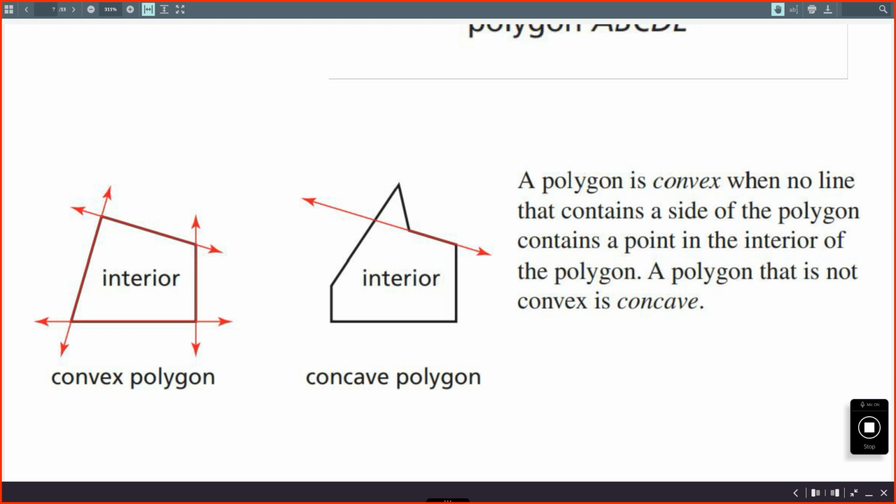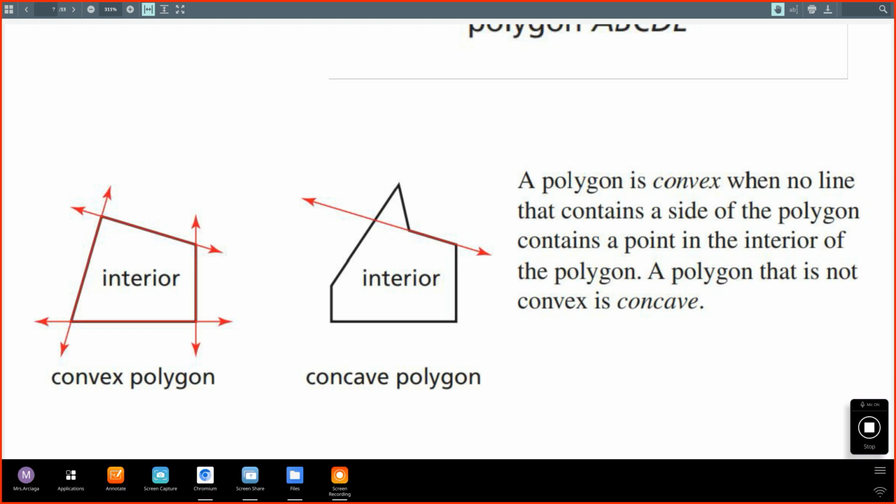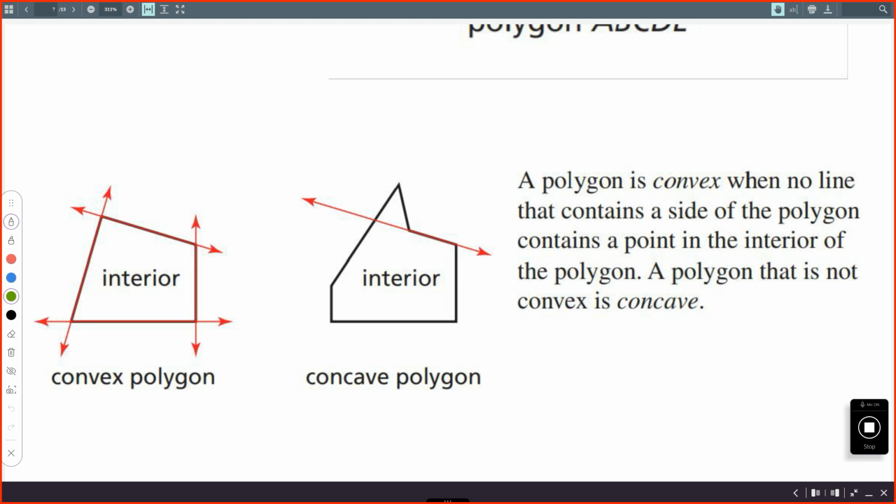Now what happened? Did the red line pass through the interior of the polygon? Yes. Can you find another line that behaves in the same way? Can you find another side such that when you extend it, it will also pierce through the polygon? And come here to the front and draw that line. Anybody?